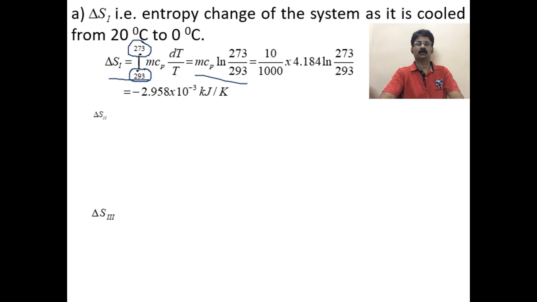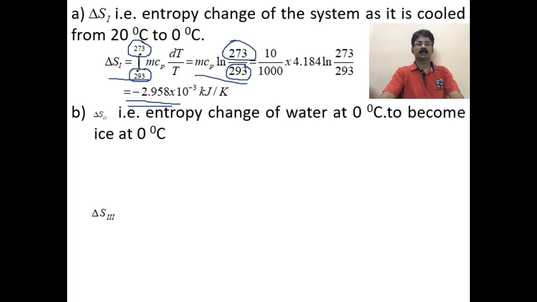I won't explain much about this. Substitute, and you should get it as minus, because the final temperature is less than the initial temperature. This ratio is less than 1, and ln of a quantity less than 1 is always negative. So the answer is always negative. So it is minus 2.958 into 10 to the power minus 3 kilojoules per Kelvin.